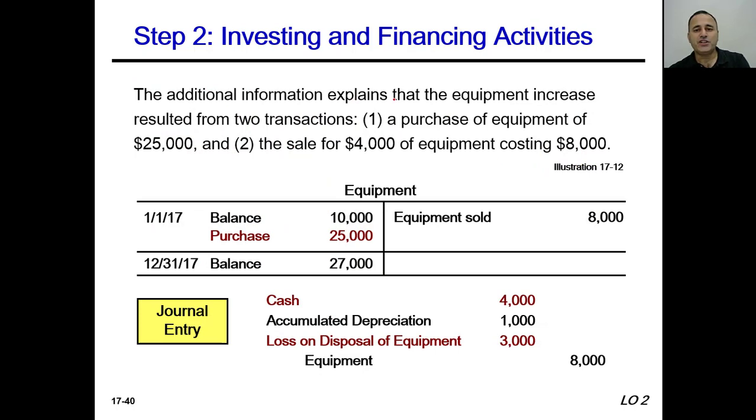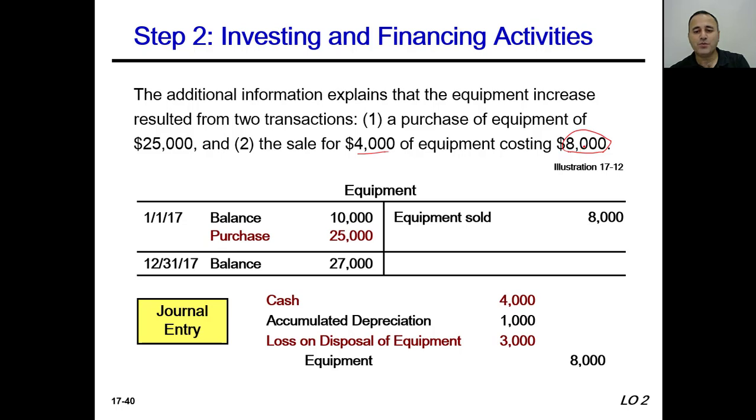The additional information explains that the equipment increase resulted from two transactions. One, purchase of equipment of $25,000, and then sale of $4,000 of equipment costing $8,000. So there is a loss. So we sold something for $4,000, and the book value was actually, the cost was like $8,000.